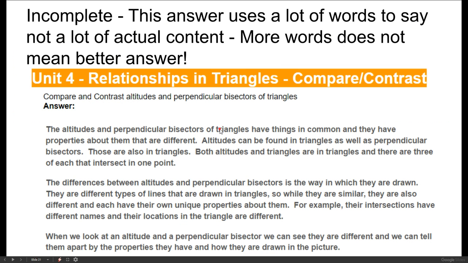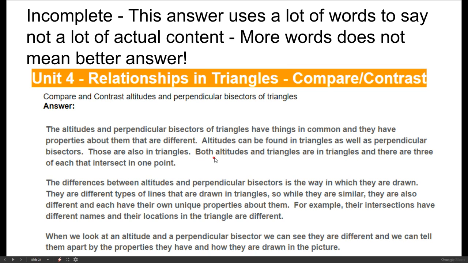Okay, my minimal one, sorry, we should go incomplete first. "The altitudes and perpendicular bisectors of triangles have things in common, and they have properties that are different." Okay, that's good because we're comparing and contrasting. "Altitudes can be found in triangles as well as perpendicular bisectors. Those are also in triangles." So again, not really telling me anything about them.